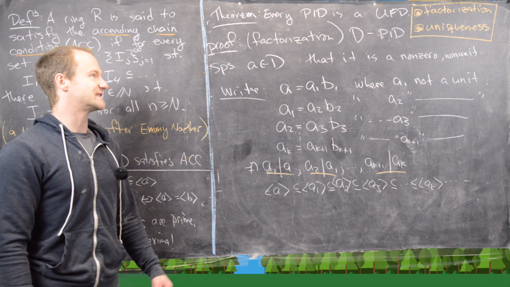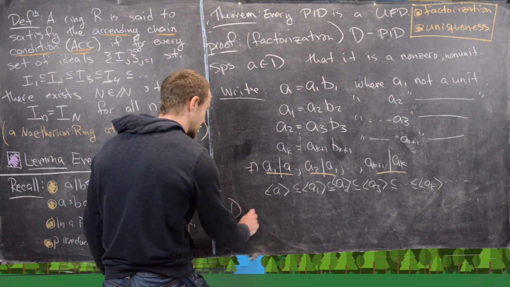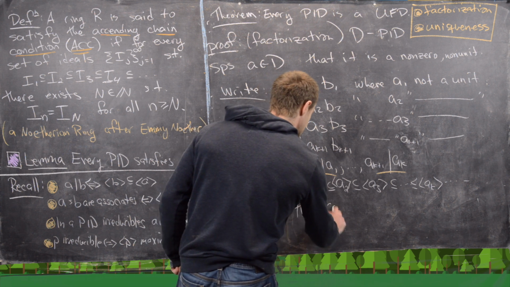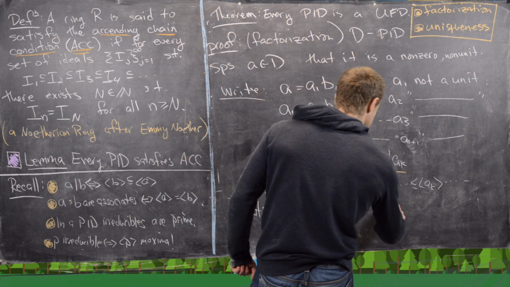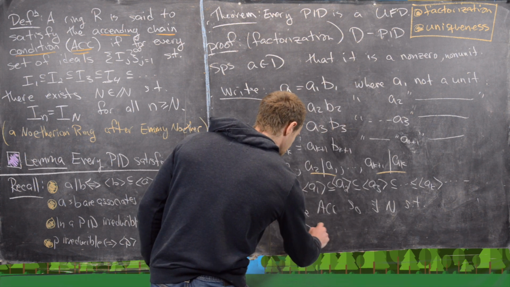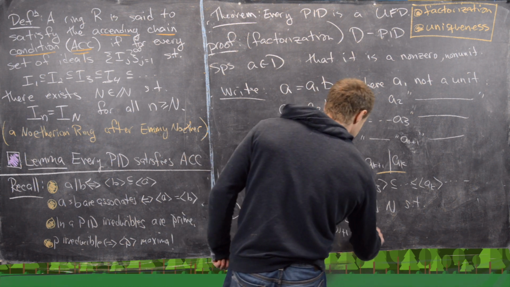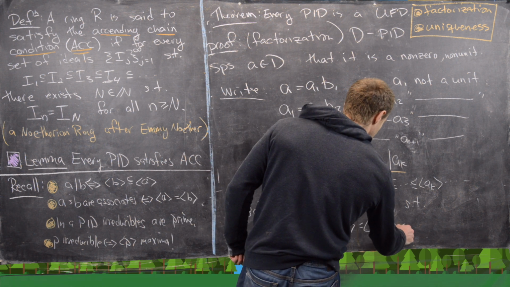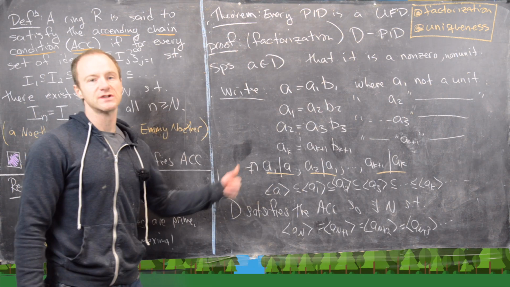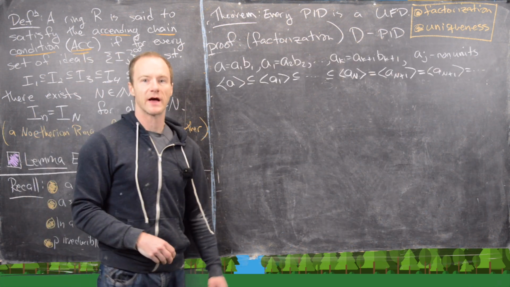So notice we've built this ascending chain of ideals, but we know that D satisfies the ACC, so there exists an N such that the ideal AN is equal to the ideal AN plus 1, which is equal to the ideal AN plus 2, which is equal to the ideal AN plus 3, and so on and so forth. So now let's take this information, lift it to the top, and then we'll continue on. Okay, so let's see where we are.